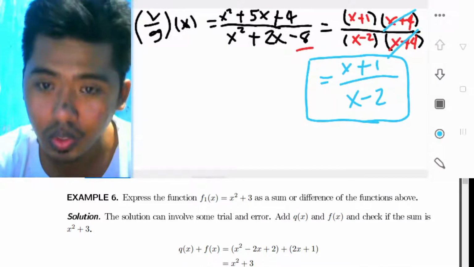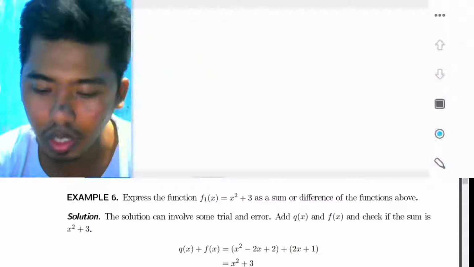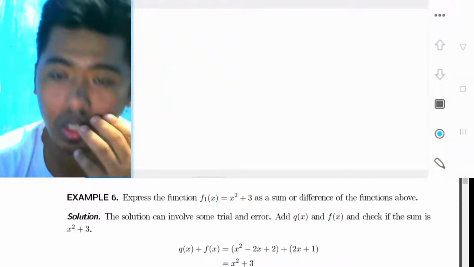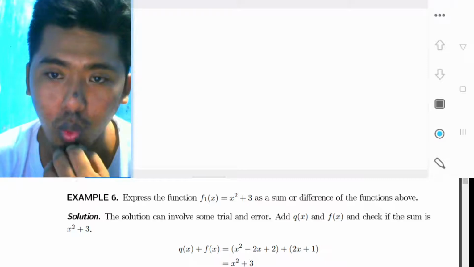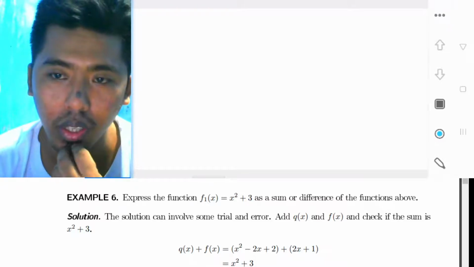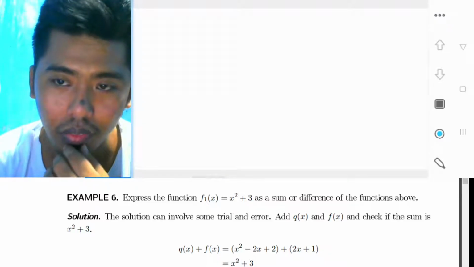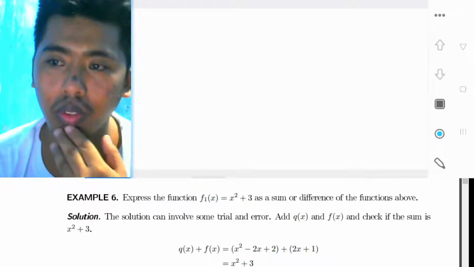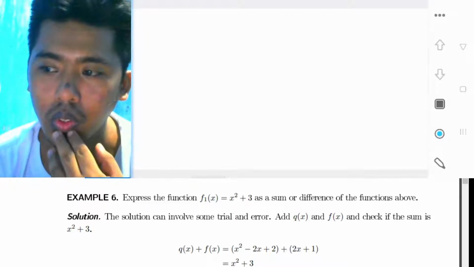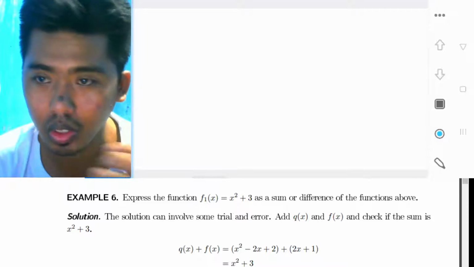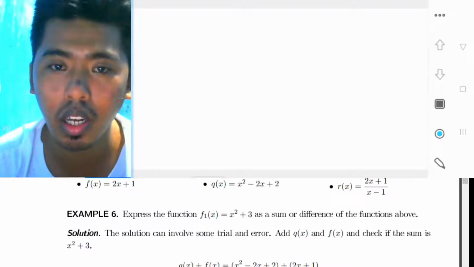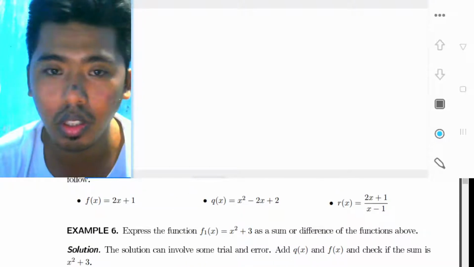Express the function f sub 1 of x is equal to x squared plus 3 as a sum or difference of the functions above. So what functions are those? This one. Alright.